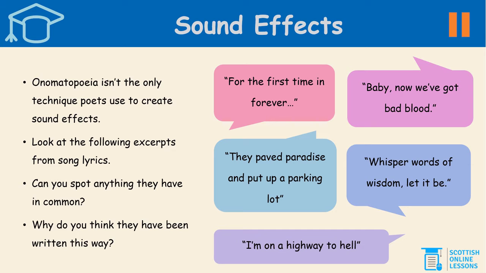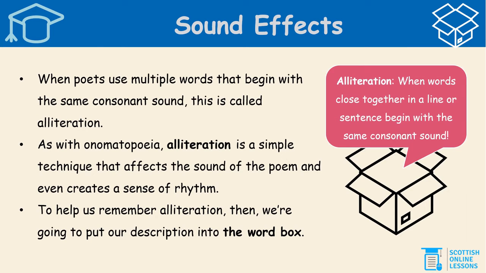Like for the first time in forever, we've got that f sound repeated at the beginning of several words. Or maybe now we've got bad blood has that b sound repeated at the beginning of several words. Why do you think they've been written in that way? When poets use multiple words that begin with the same consonant sound and they put them close to each other in a line or a sentence, this is called alliteration.